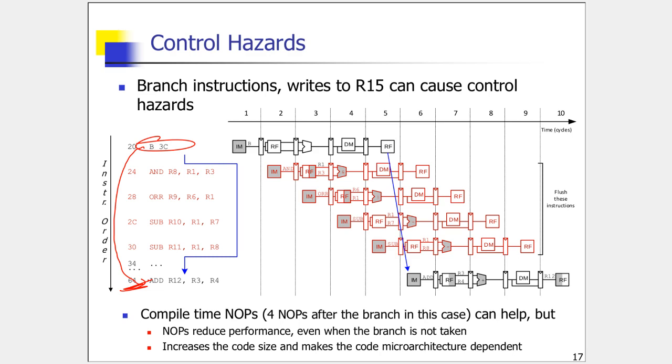So the basic idea of pipelining was that you can start the next instruction before the previous instruction has completed, right? And now this is no longer true for a branch instruction, because if the branch is taken, the next instruction is not your next sequential instruction. And that is what you call a control hazard. A control hazard can be caused by branch instructions, writes to R15, or interrupts, etc. Interrupts can also do the same thing, right?